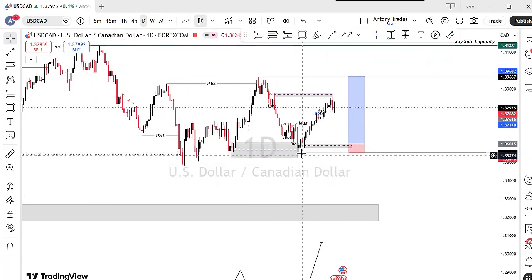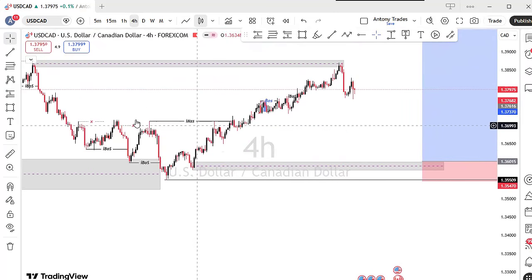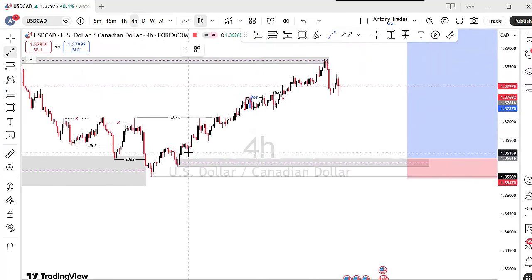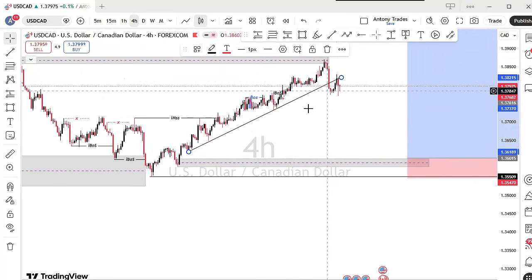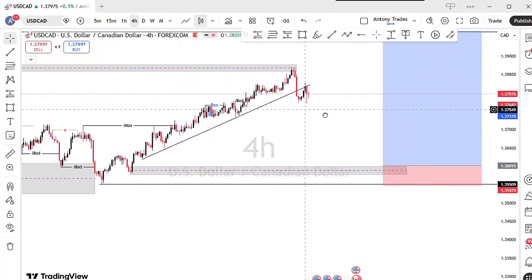Market came to this demand zone, respected this demand zone, and also gave us this internal change of character. So when I go to the 4-hour time frame, what do I see? We have a very nice change of character here, and the market created a kind of trend line liquidity around this area. You see that? The market created this kind of trend line liquidity, and you can see now it has broken this trend line liquidity. So what do you expect?